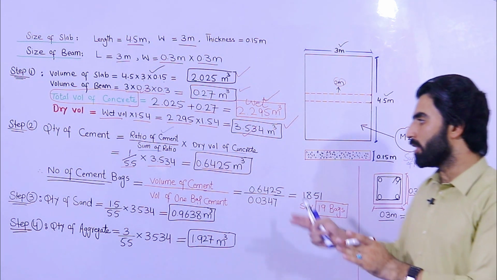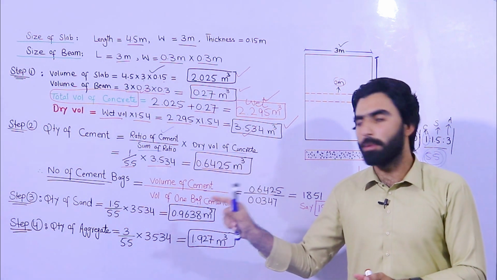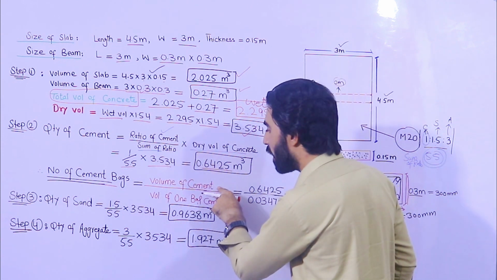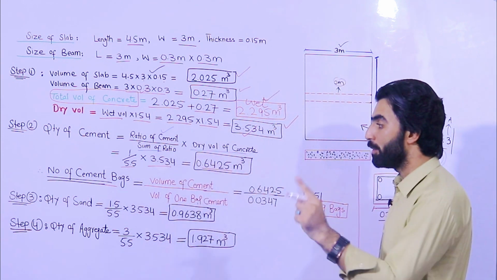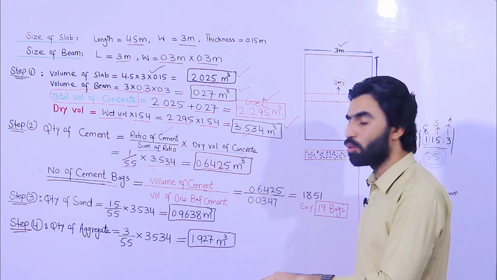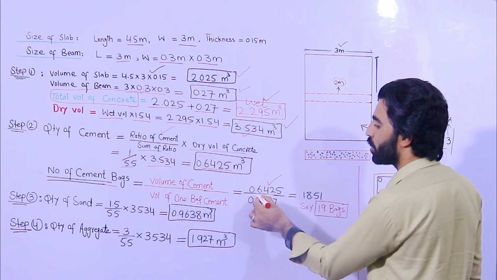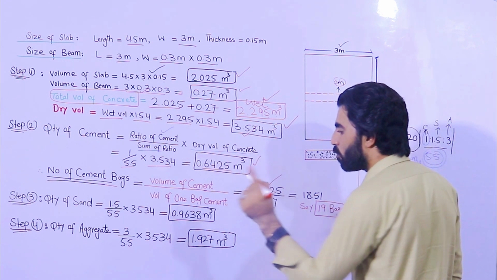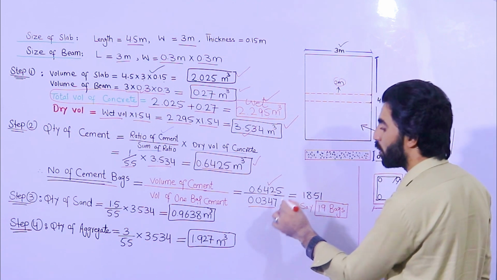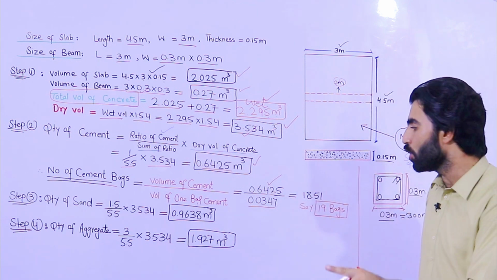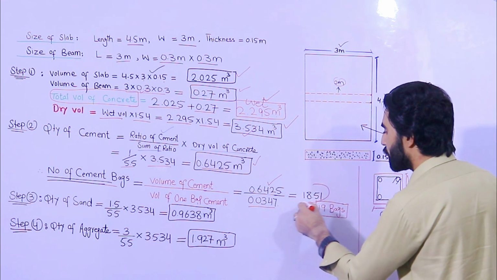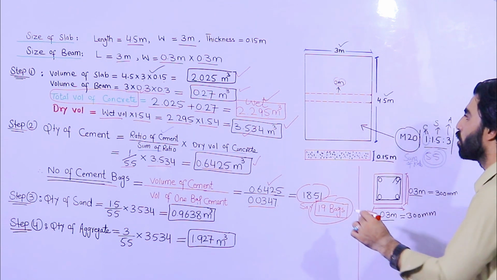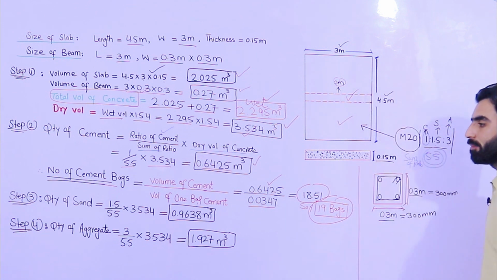Now let me convert this cement volume to cement bags. Remember, the number of cement bags is the volume of cement divided by the volume of 1 bag of cement in meter cube, because the calculation is in meter cube. So the volume of cement is 0.6425, divided by the volume of 1 bag of cement, which is 0.0347 meter cube. Then you will get 18.51 cement bags. So say 19 bags of cement are required for this slab and beam.